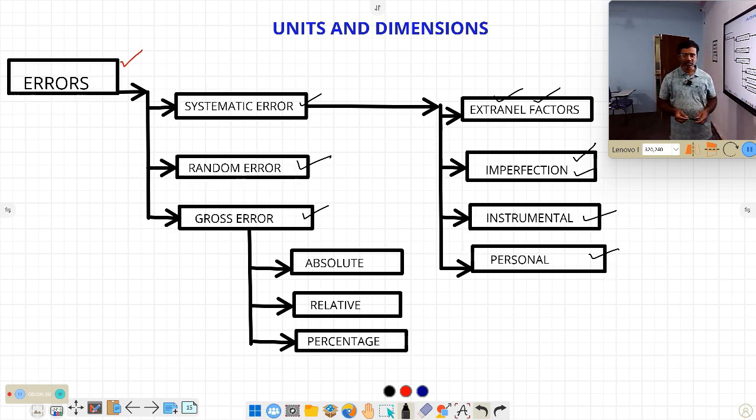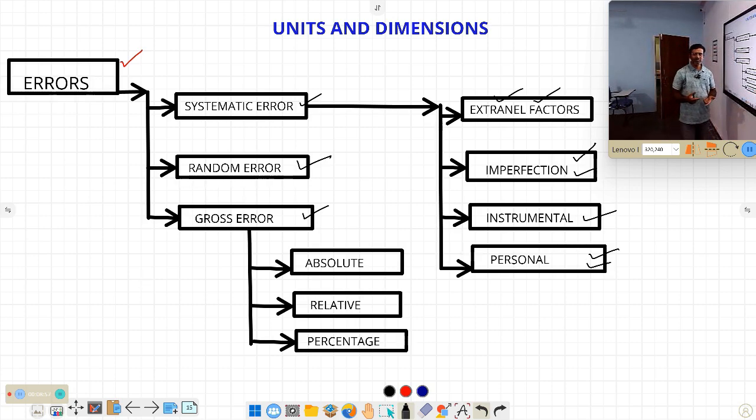That is called parallax error. What do you call parallax? Your two eyes have to coincide at one point with equal distance. Then the error will not come. If you are observing the object from either the left or right side, then a parallax error is going to be generated. That comes under personal error.